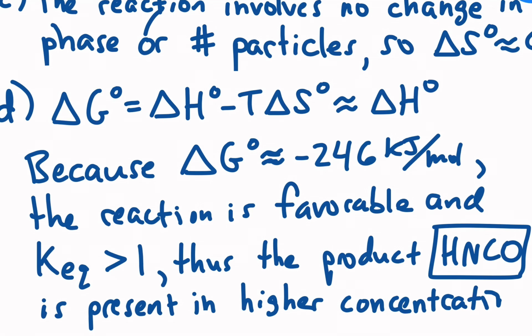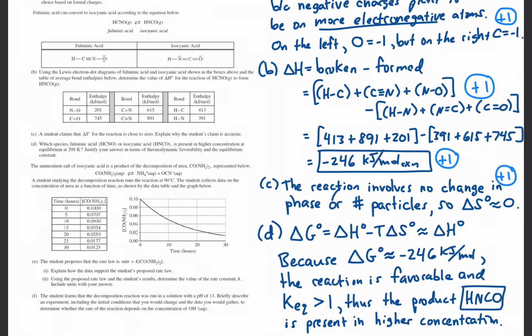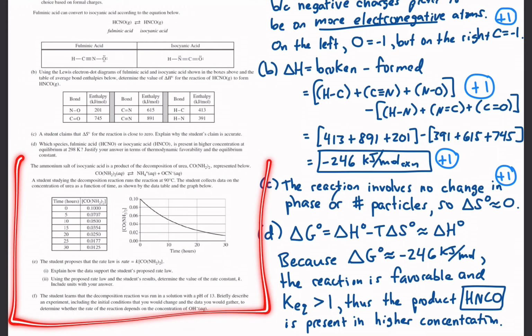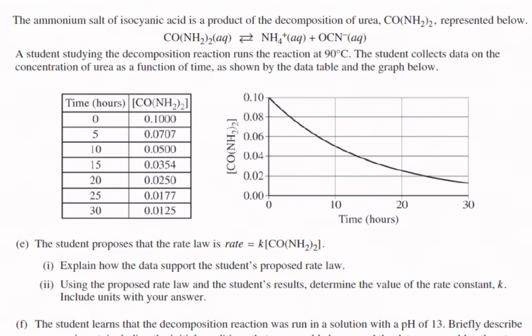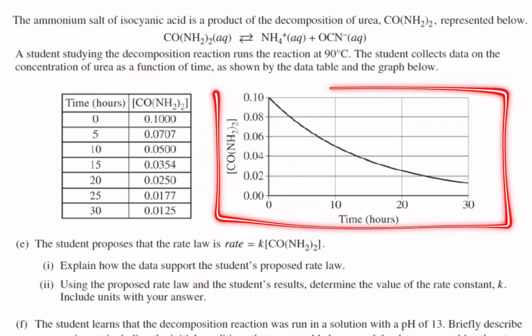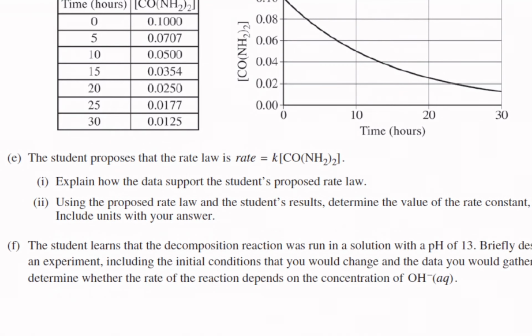Okay, that's just the first half of this. We still have the kinetics portion of this, the second half of this fairly lengthy question. Well, let's take a look. The ammonium salt of isocyanic acid is the product of the decomposition of urea, shown below. A student is studying the decomposition reaction. They collect data of concentration versus time. Here we go. This is kinetic information. The student proposes the rate law looks like this. Rate equals k, concentration of urea to the first power. Explain how the data support the proposed rate law.